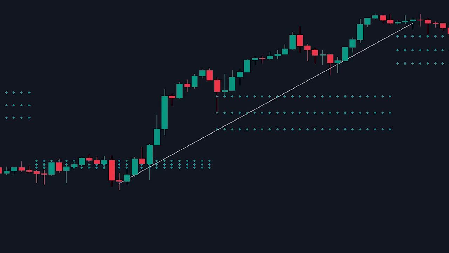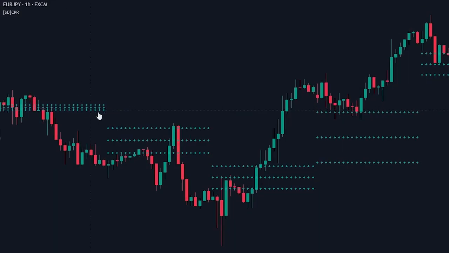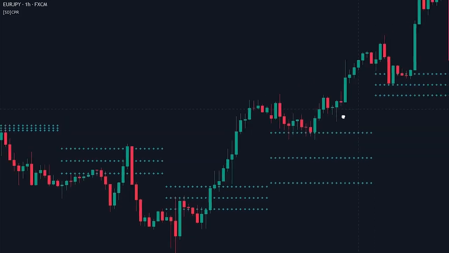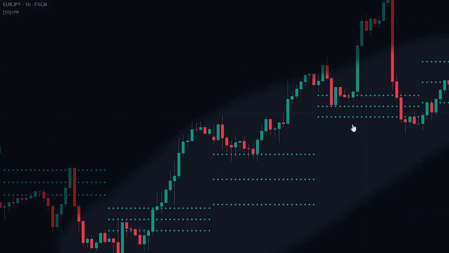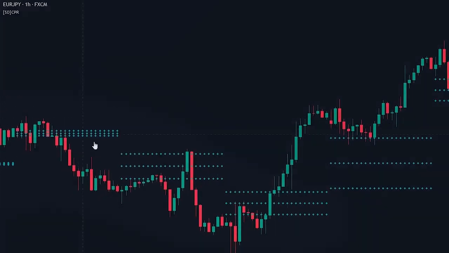First, we will need to identify the trend of the market. We will do this by taking a look at the position of the CPR and whether the price is trading above or below it. Say that the position of the CPR is higher than the previous day, then we will be looking for buy positions. However, if the position of the CPR is lower than the previous day, we will be looking for sell positions.